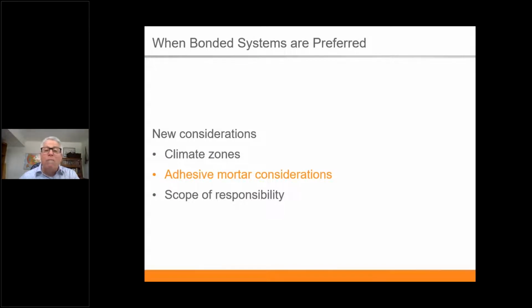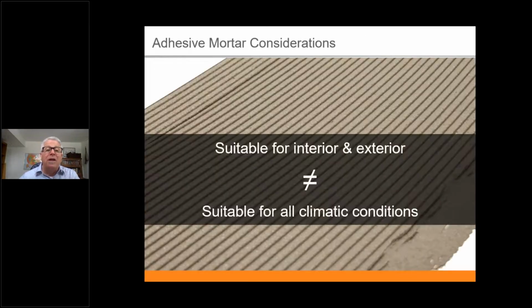How about adhesive mortar considerations? Well, when you get to mortar considerations, there's lots of bond coats on the market. A lot of them will just say simply, it's suitable for interior and exterior, but that does not always mean it's suitable for every climatic condition. Sometimes you're going to have to look a little closer and be a little more specific about exactly the performance values you're looking for based on these exterior climate zones and the extreme temperatures and the rigors of this environment.